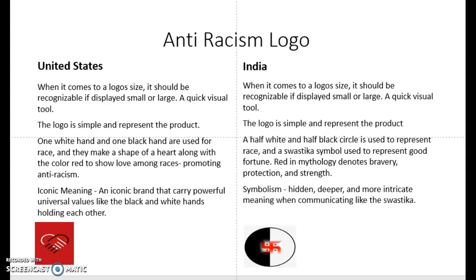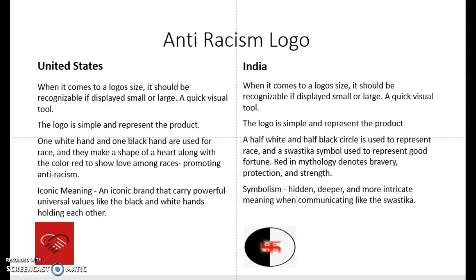So there's one white hand and one black hand. They're used for the race, and they make up the shape of a heart along with the color red to show love among races, promoting anti-racism. Iconic meaning is a brand that carries powerful universal values, like the black and the white hands holding each other.